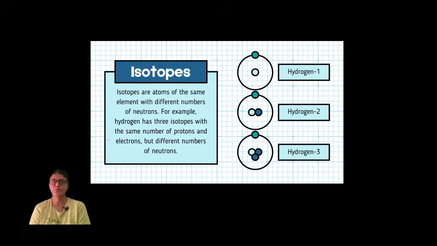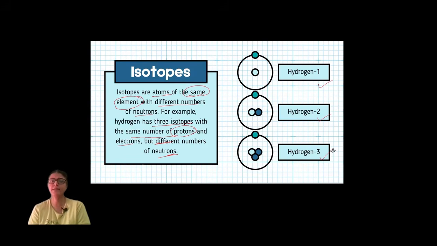Next is isotopes. Now, what is an isotope? Isotopes are the atoms of the same element. See, this thing you need to keep in mind. Atoms of the same element, but different numbers of neutrons. See the example. Hydrogen has 3 isotopes with the same number of protons. See, protons will be the same in hydrogen, protons and electrons, but neutrons will be different. So this is called an isotope. Now see the 3 isotopes, H1, H2, H3.